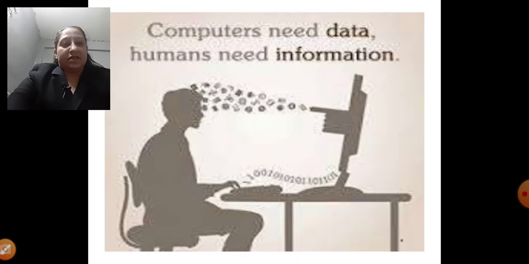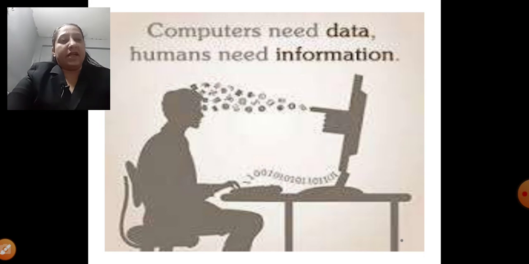What is written here is that computer needs data and human needs information. Can you see on the keyboard there are combinations of 0 1 0 0 0 1, zeros and ones, written. So it is written that computer needs data. Computer understands everything in the form of zeros and ones. So what is passed from the keyboard is 0 1 0 1 0 1. Computer will understand everything in terms of zeros and ones, which is required by the computer.